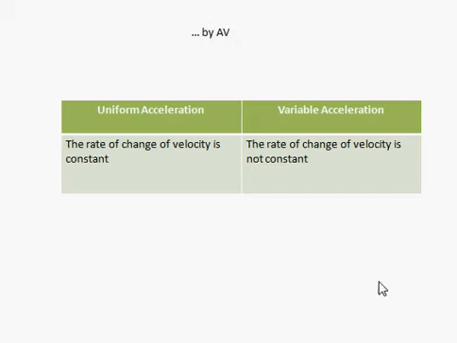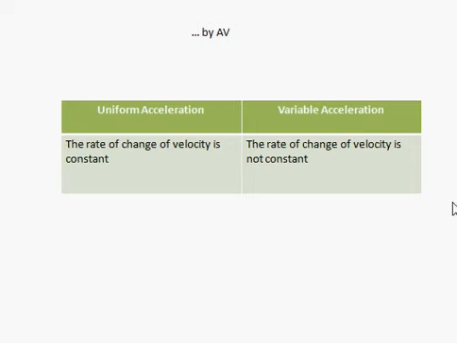Welcome. Let us see the difference between uniform acceleration and variable acceleration. In uniform acceleration, the rate of change of velocity is constant. That is, the change of velocity with respect to time is constant. Whereas in case of variable acceleration, the rate of change of velocity is not constant. That is, the change of velocity with respect to time is not constant.